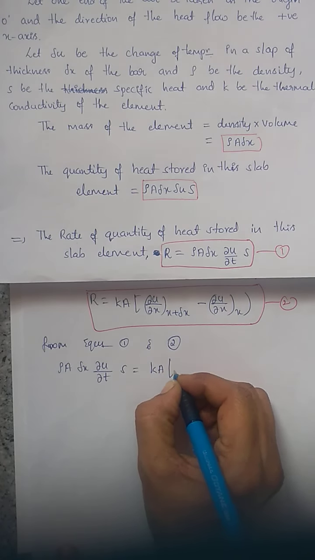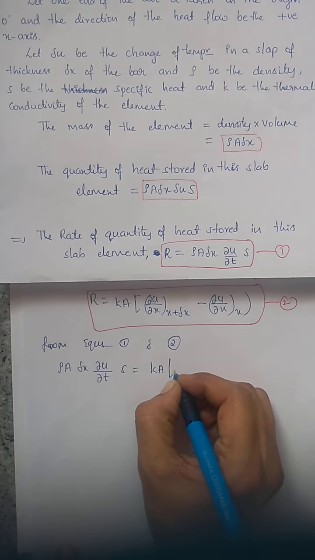Here A is on both sides, so we can cancel it. Next, in the derivation of the one dimensional heat equation, we can see dou U by dou T is on the LHS side. Therefore, except for the term dou U by dou T, the other terms are transferred to the RHS side.